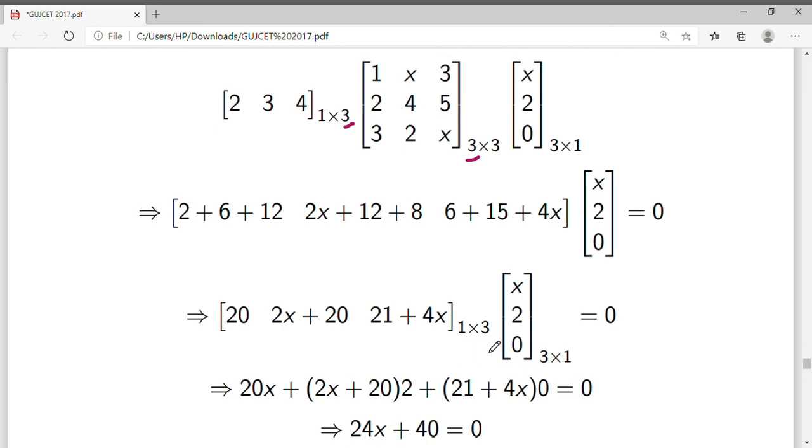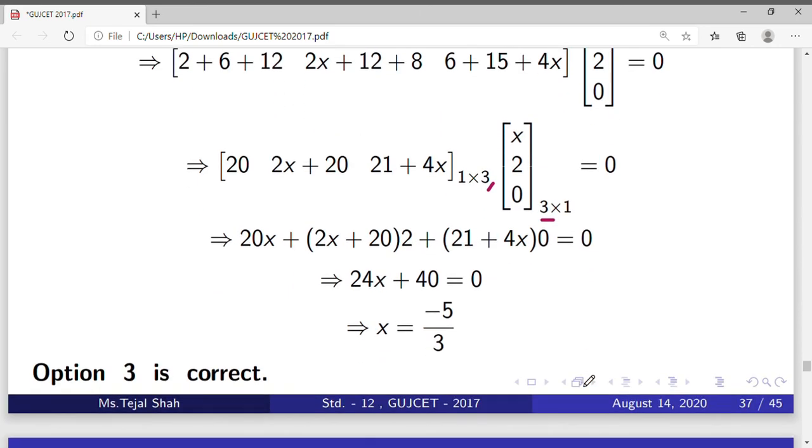Again here check the condition. The number of columns is the same as the number of rows. Okay, so here matrix multiplication is possible, and after multiplication we get a 1 by 1 matrix, that is, we get a single element. Now here do the matrix multiplication. So 20 into x plus 2 multiplied with this 2x plus 20 plus 21 plus 4x into 0 equal to 0. So this term cancels out. Here after simplification we get the answer x equal to minus 5 by 3. So the correct option is option 3.